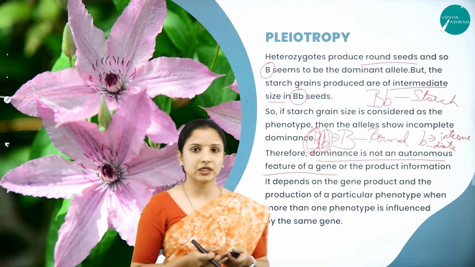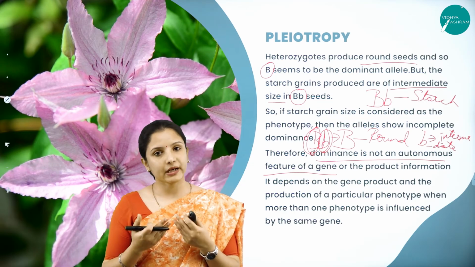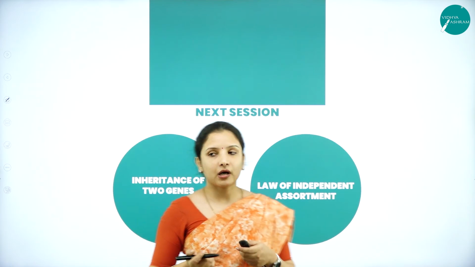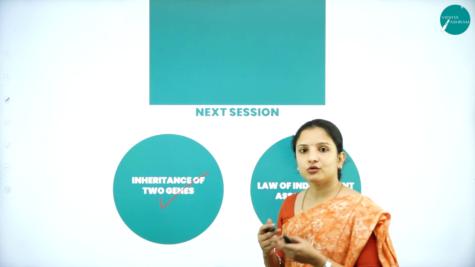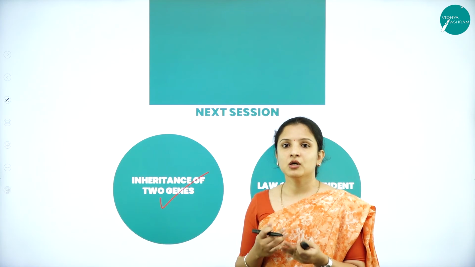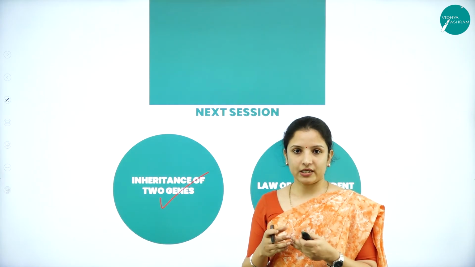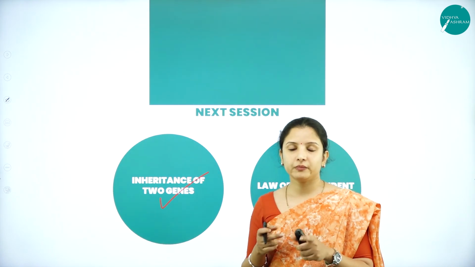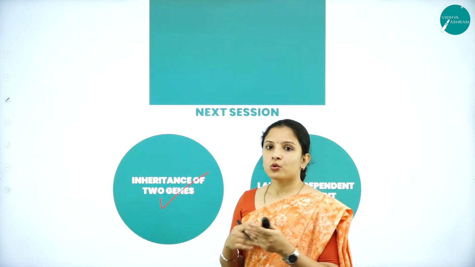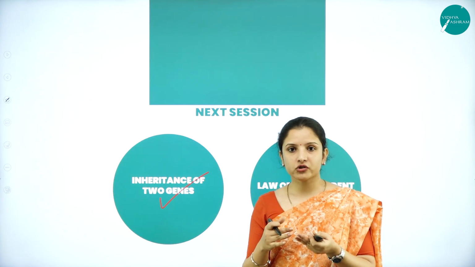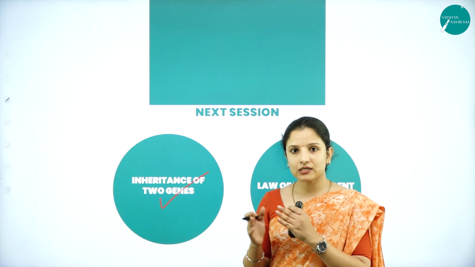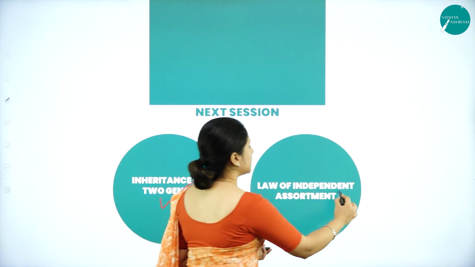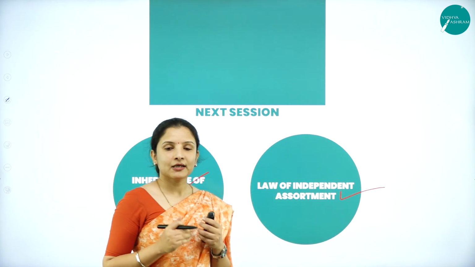So this was about this particular session wherein we studied non-Mendelian inheritance. In the next session, we shall see the inheritance of two genes. So far, in the previous session and this session, we had studied only the monohybrid cross, wherein only one trait or one gene is considered in each plant. In the next session, we shall see what will happen to the progeny if two traits of a parent are considered, that is, inheritance of two genes in a progeny. And also we will study the law of independent assortment.